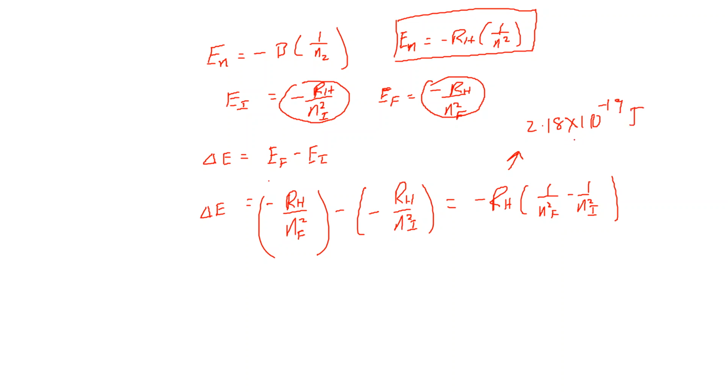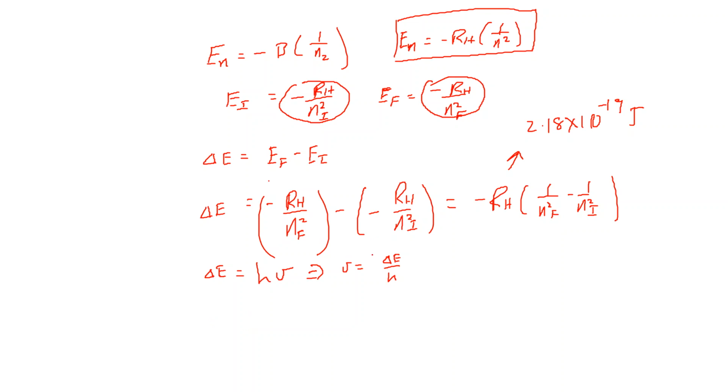Okay, so that's basically the formula for calculating delta E. Now to calculate the frequency, remember now, delta E, the energy of the transition, would be equal to H times nu. We saw this equation earlier. So to find nu, that would be equal to delta E over H.